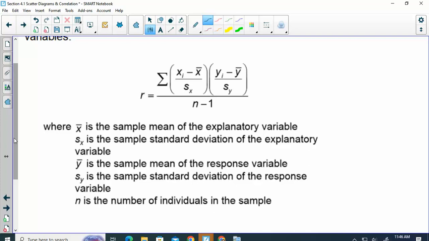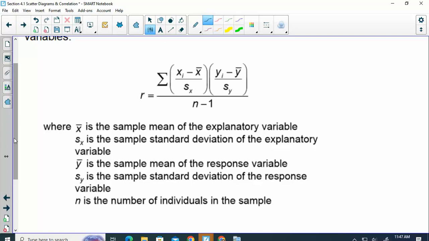y sub i would be each y in L2. y bar would be the mean of the y's. s sub y would be the standard deviation of the y's. Okay, so we could find each of those things. What are we doing with them? Multiplying. So basically I would find each of those numbers and multiply them together.